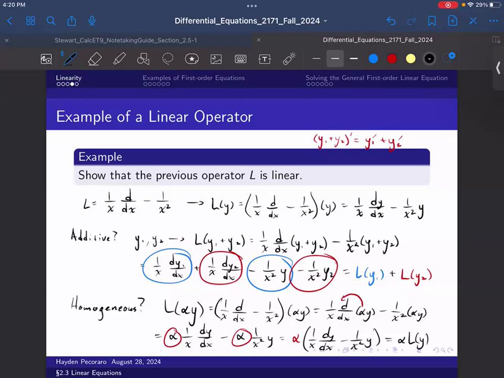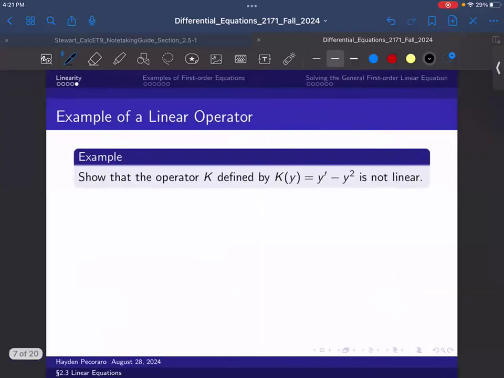All right, so yes, that operator is linear. Note that we did have functions of x as coefficients there, and that didn't mess anything up because we're plugging in for y, not x. The variable is the function y now. So here's an example of a not linear operator. I should have changed the title of that slide.